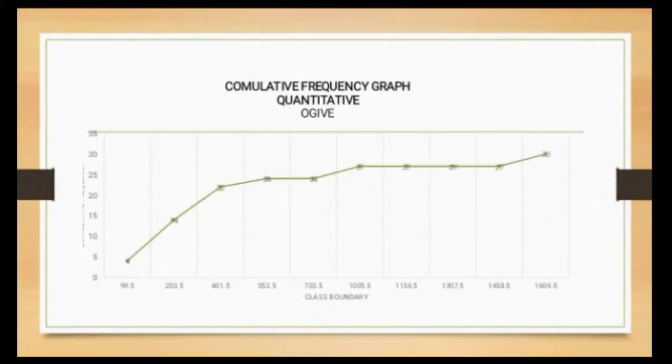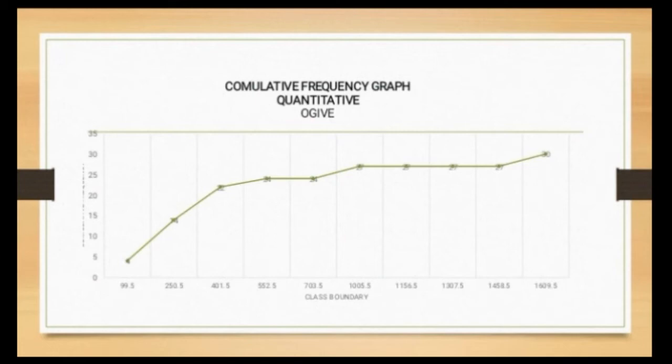The next graph that we use for a quantitative variable is the ogive. An ogive, also known as a cumulative histogram, is a graph that is used to determine the number of data points that are equal to a certain value of the dataset. In our graph, on the y-axis we have the cumulative frequency, and on our x-axis we have the class boundary. At the class boundary of 99.5, we have a cumulative frequency of 4.